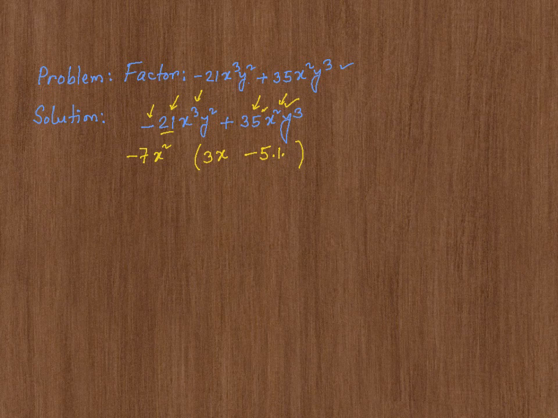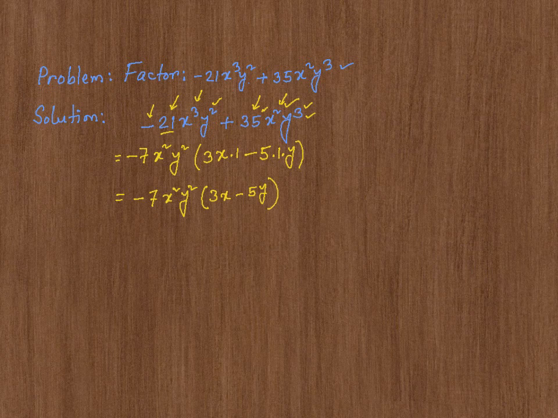Then let's look at the y term. So I have y square here and y cube here, so I could factor out y square. If I factor out y square, y square goes into y square 1 time, so times 1. Now y square goes into y cube just y times. So that's going to give me the following: negative 7 x square y square times 3x minus 5y. And that's what you'll get when you factor it.